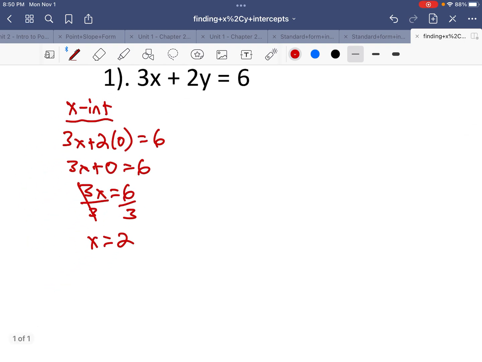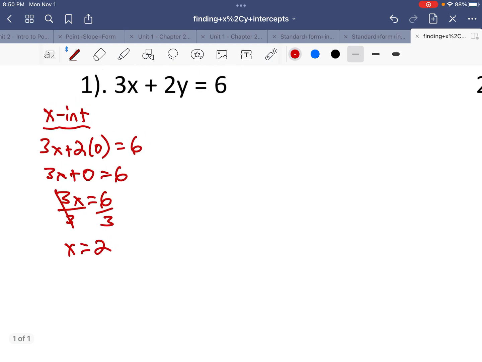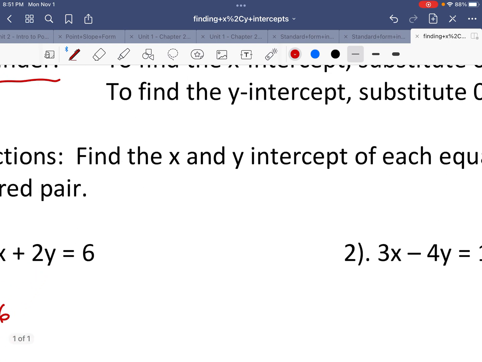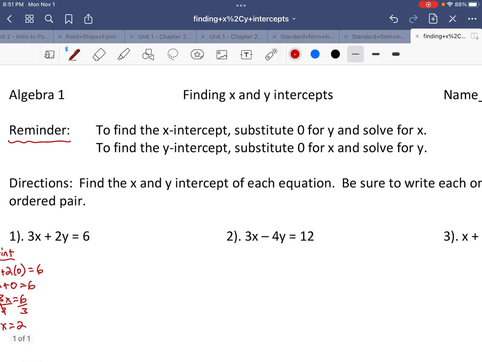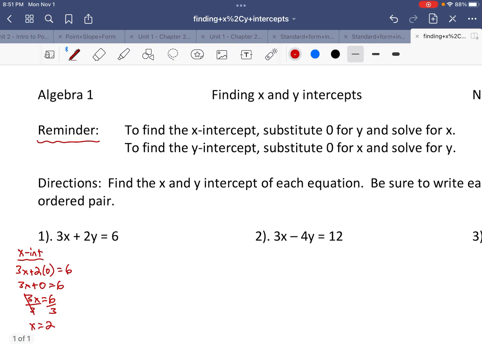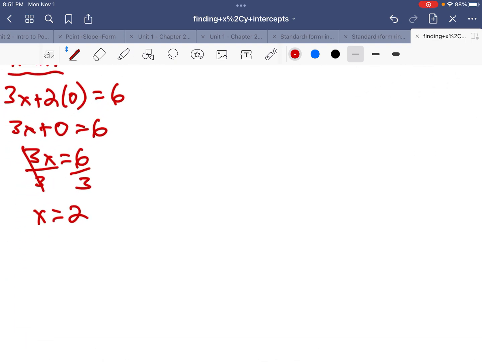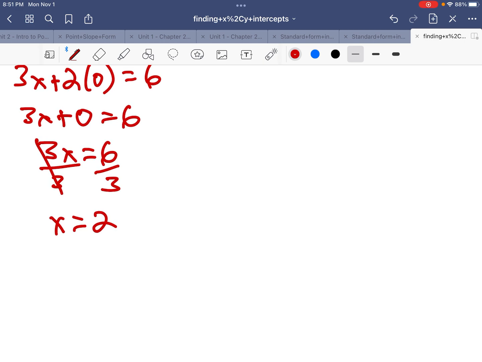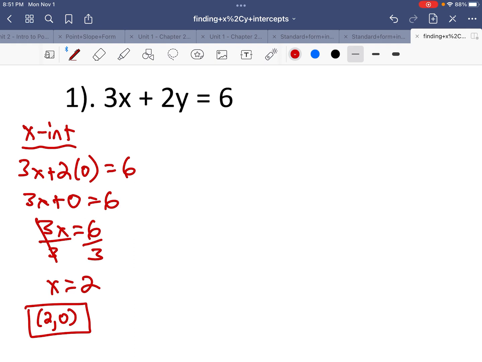Okay, and then what I always want to do here is write the x-intercept. I specifically say in the directions, be sure to write each one as an ordered pair. So instead of just writing x equals 2, my x-intercept always has a y-coordinate of 0. So we're going to write (2, 0). And that's your x-intercept.